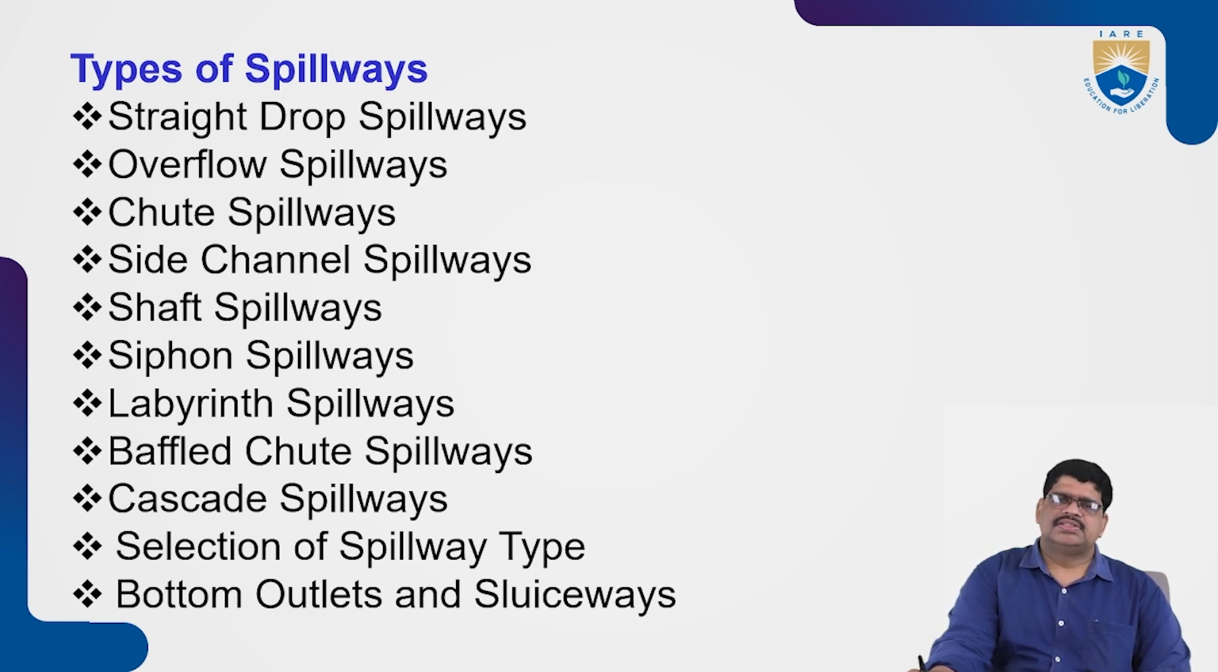Various conditions can be applied for the selection of the spillway. Where it is suitable will be decided as per the design and the requirement of the water, how the water can be released from the dam through a conduit, and where it has to be constructed. It is a very important situation.